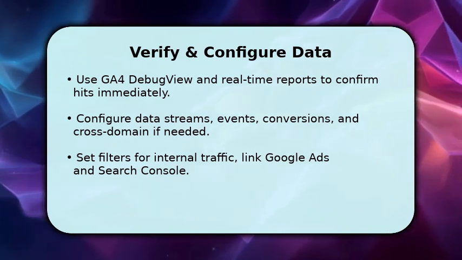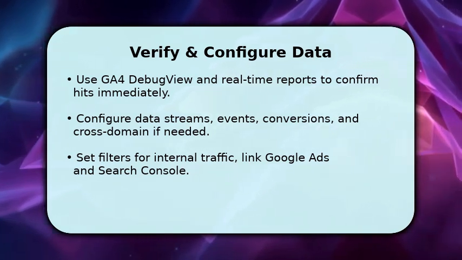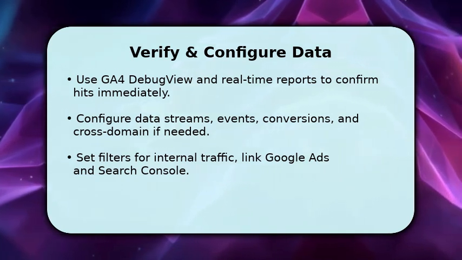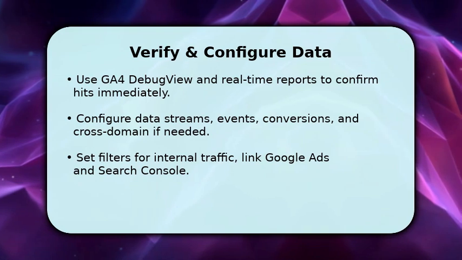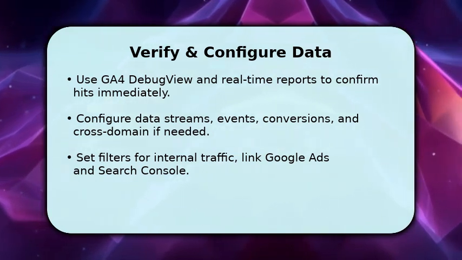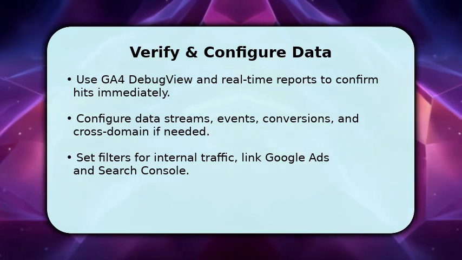Next, configure events you need: page view, form submit, purchase, and mark key events as conversions. Also connect Google Ads and Search Console to enrich data and set internal traffic filters to avoid skewed metrics. Finally, enable cross-domain tracking if you use multiple domains or subdomains for accurate user sessions.